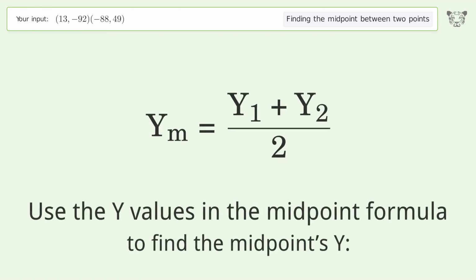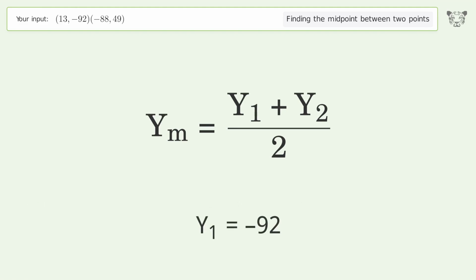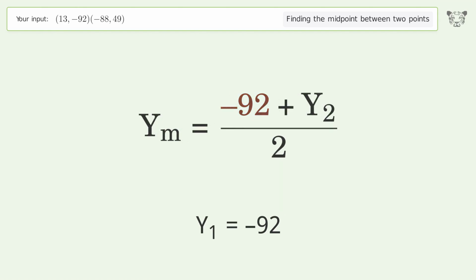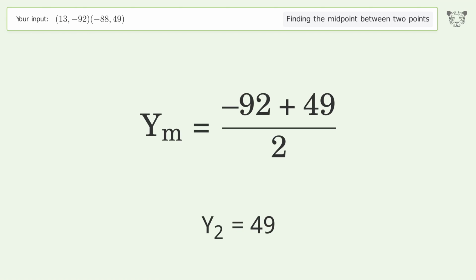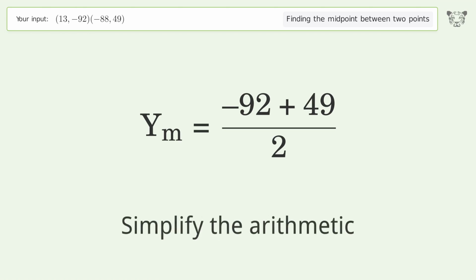Use the y values in the midpoint formula to find the midpoints y. y1 equals -92. y2 equals 49. Simplify the arithmetic.